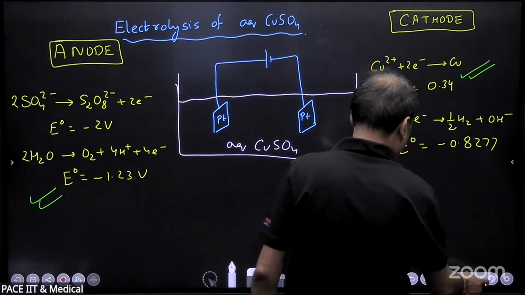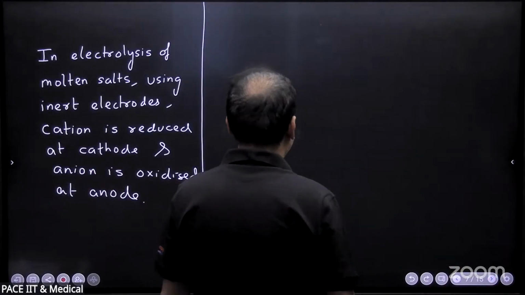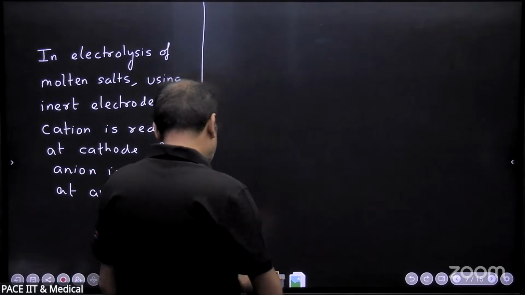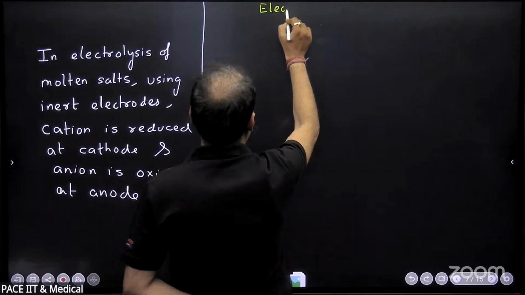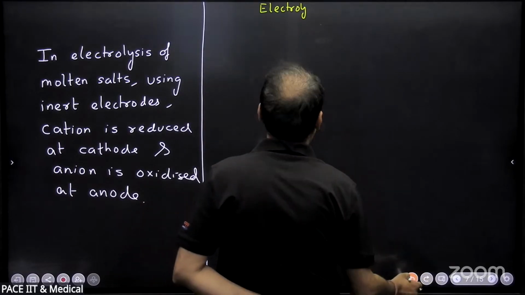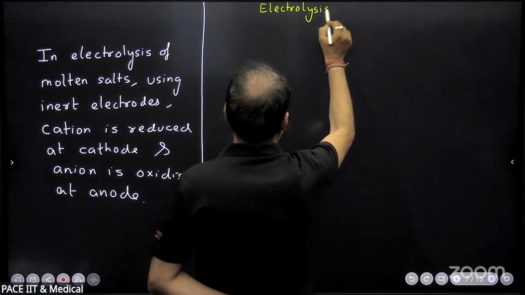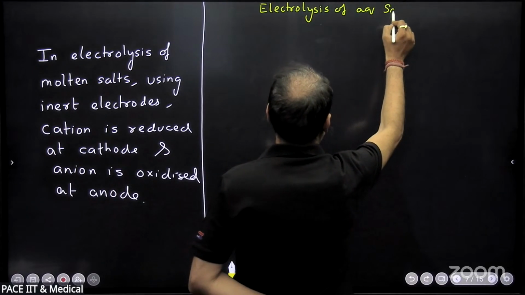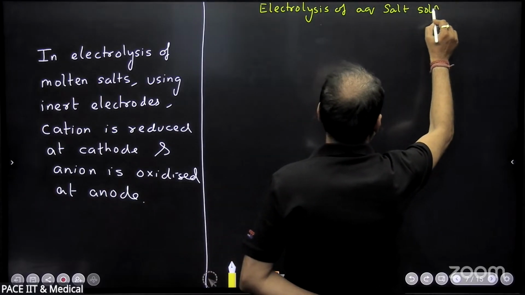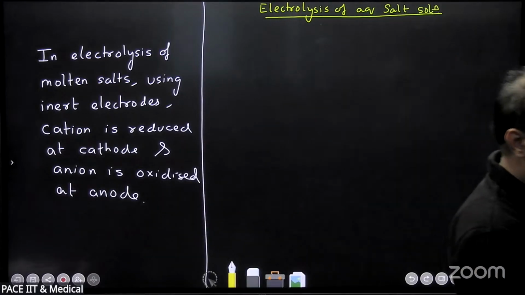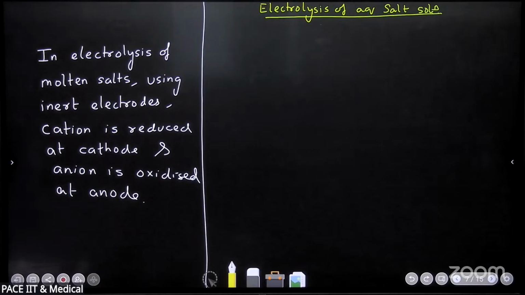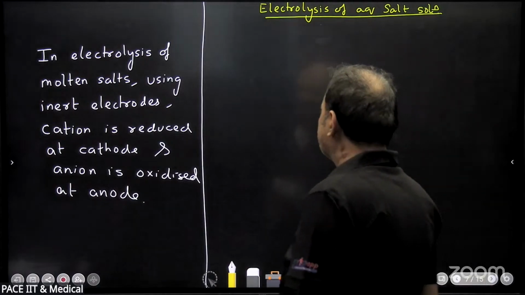In case of aqueous salt solution, yes, that is going to be the tricky part. So in case of electrolysis of aqueous salt solutions, how do we decide which reaction is going to occur at cathode and which reaction is going to occur at anode? Let me start the discussion for cathode.